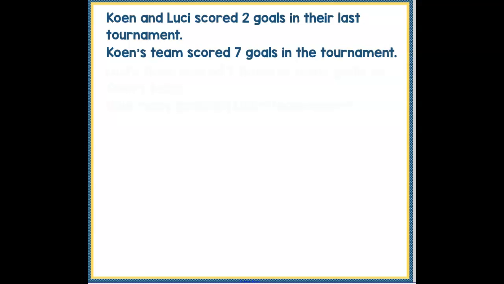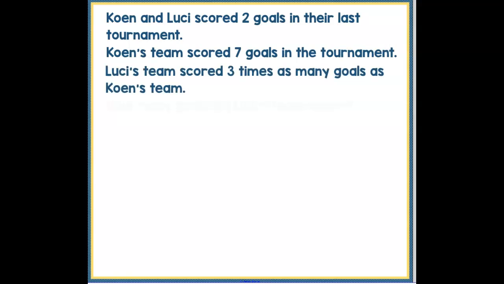If you have your whiteboard out, go ahead and draw something so that we can see what you're thinking. What do you think? Share with your elbow partner. What do you think is going to happen next in the story? Let's see. Lucy's team scored 3 times as many goals as Cohen's team.